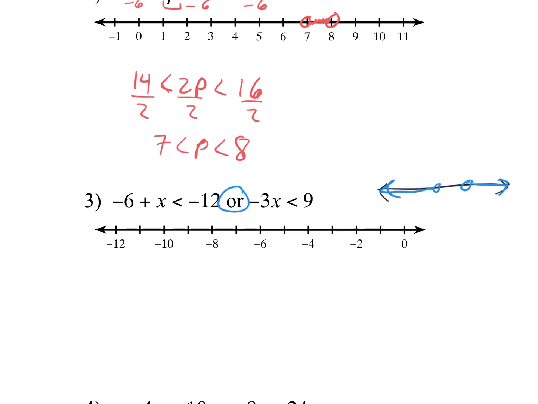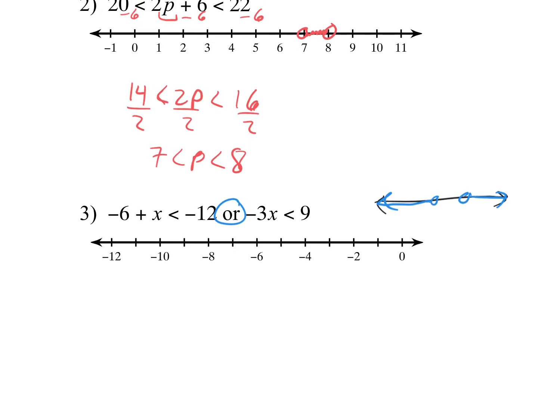All right, so let's solve each of these separately. So we have negative 6 plus x is less than negative 12. To get the x by itself, inverse operations. Let's add 6 on both sides. 6 and 6 go away. We get x is less than 6 minus 12, which is going to get you negative 6.